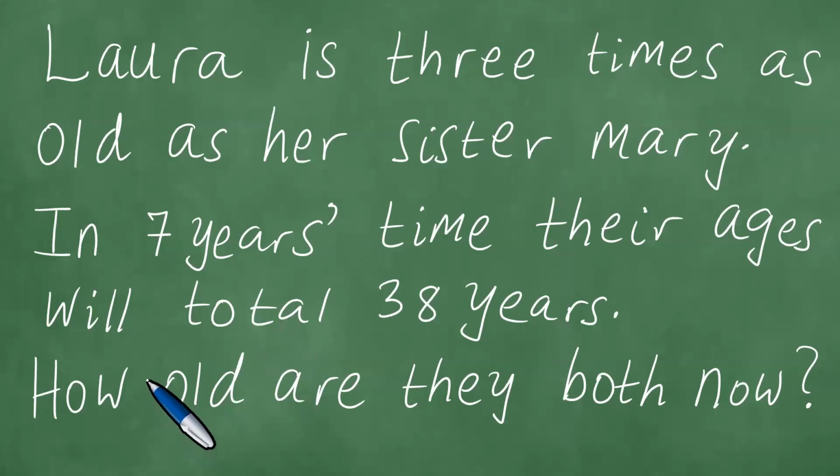Right, we have this word problem in front of us, and it's a very, very exciting word problem, and it states as follows. Laura is 3 times as old as her sister Mary. In 7 years' time, their ages will total 38 years. How old are they both now? We solve this problem in a step-by-step fashion, and we present a clear and very concise solution as follows.